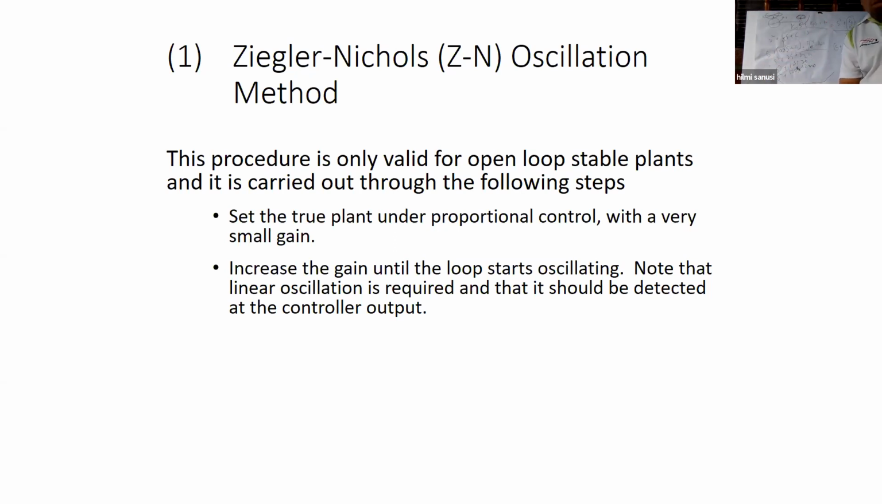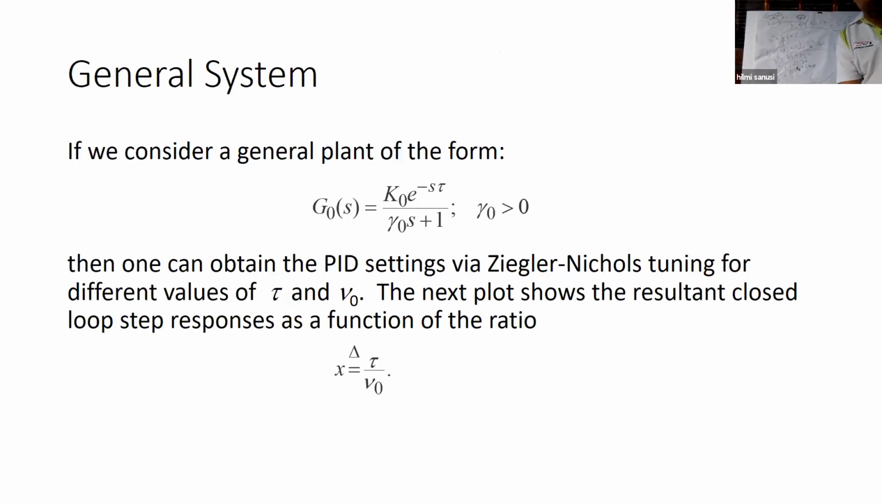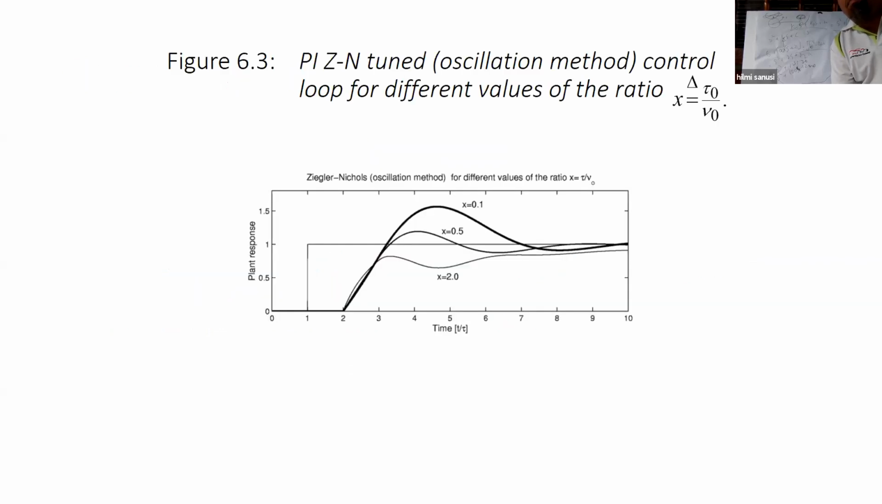Okay. So this is the general system. We obtain the PID settings through Ziegler-Nichols tuning for different values. And then the next plot shows the result in the closed loop method. This is a PI controller with Ziegler-Nichols tuning, due to the oscillation method. So we look at the control loops. That becomes fun, playing around with MATLAB. We can tune and see how the response looks.